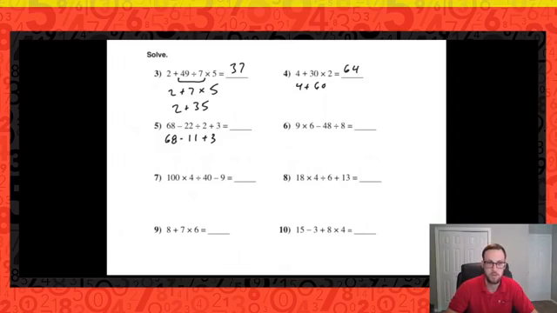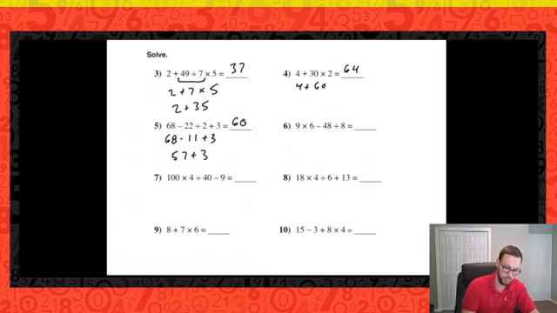So back to number 5, we did 22 divided by 2, and that got us to 11. And now we have a subtraction and an addition problem. So what are we going to do? We're going to work from left to right. Very good. So 68 take away 11. We can think about 68 minus 10 would be 58. Take away 1 more. 58 take away 1 more is 57. Plus 3 is what? 60.